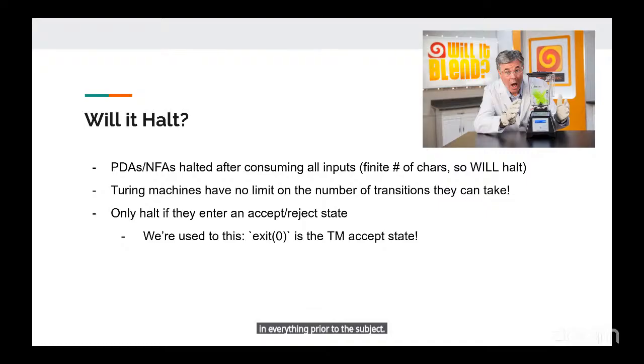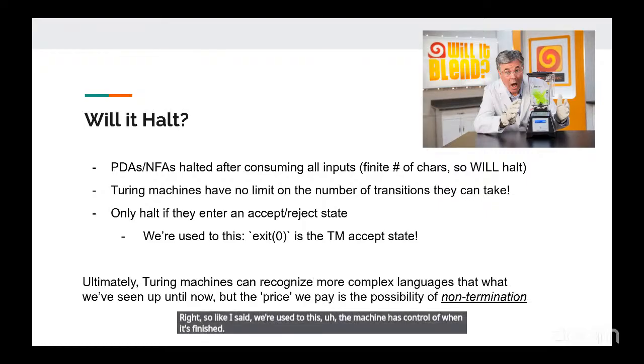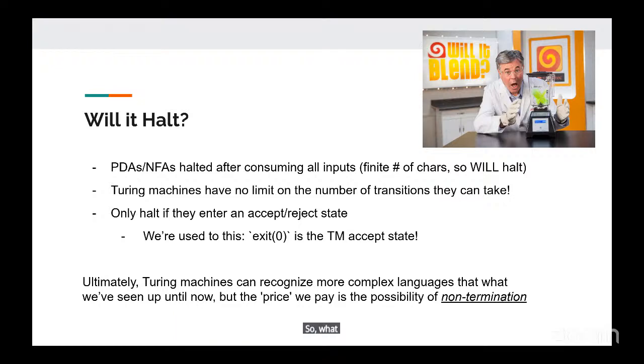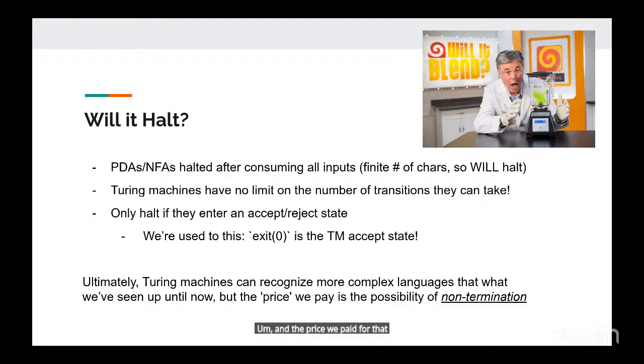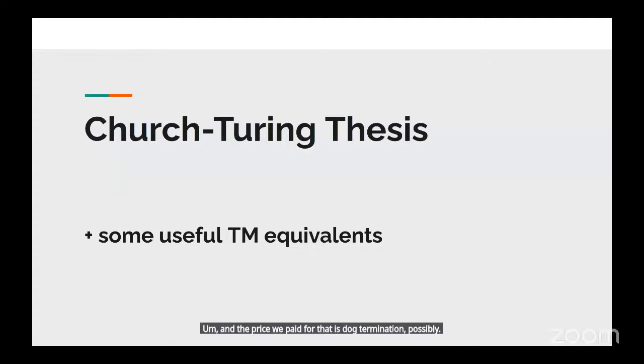Like I said, we're used to the machine having control of when it's finished. What we get from changing this modality is that we can recognize more complex languages and perform more complex tasks, and the price we pay for that is possibly non-termination. Okay, so that's a recap of what Turing machines even were.